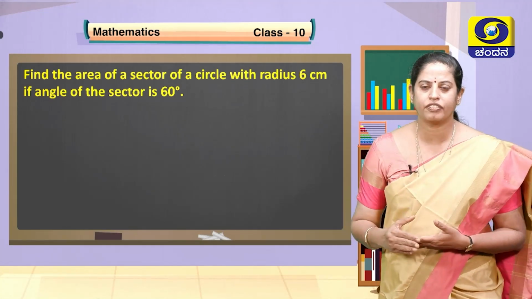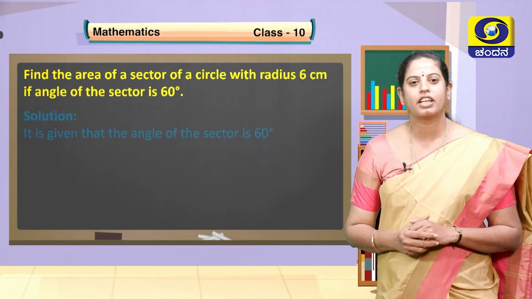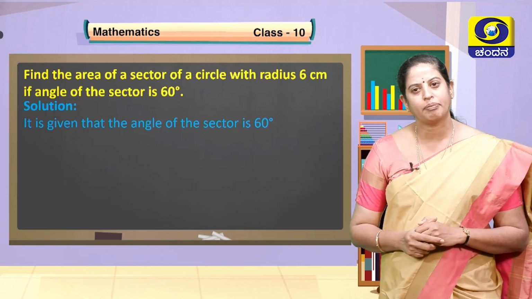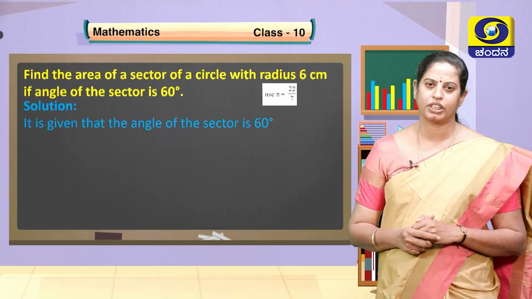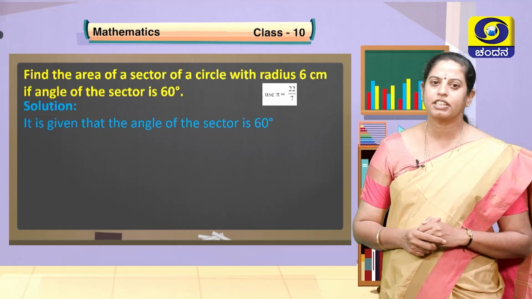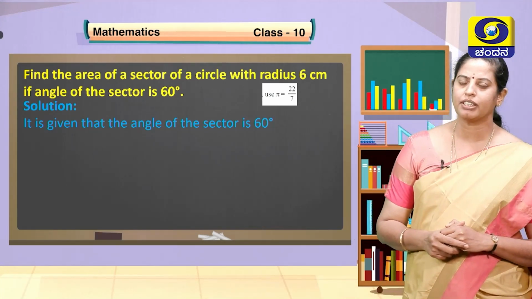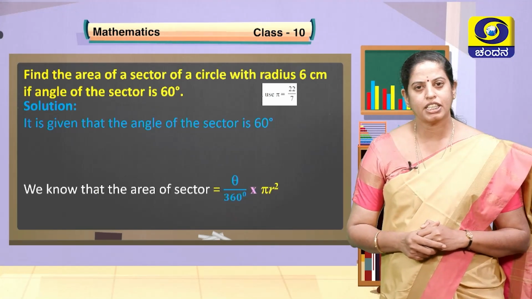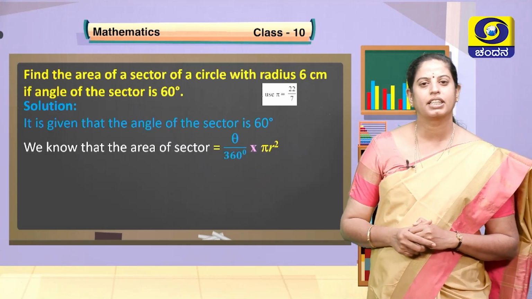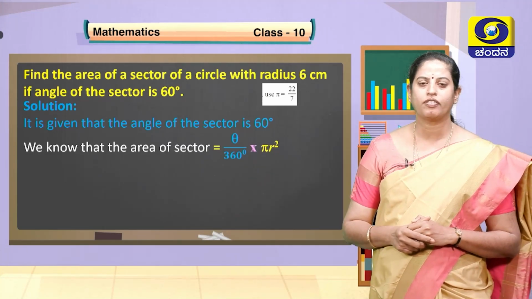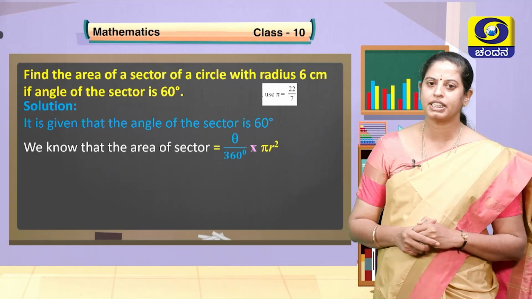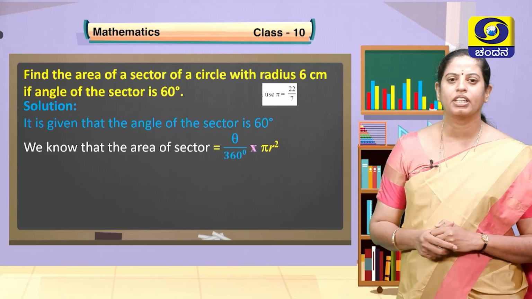How to find the area of a sector? Correct, children. Area of a sector is given by theta by 360 into pi r square. So, let us write this. It is given that the angle of the sector is 60 degree and the radius of the sector is 6 centimeter. So, the formula to find is theta by 360 degree into pi r square.